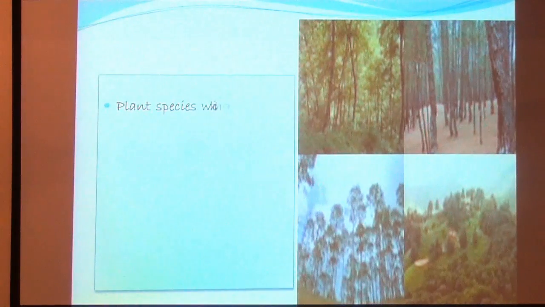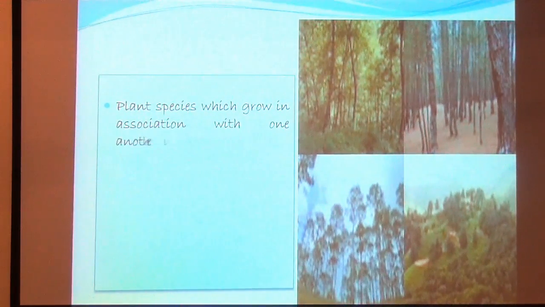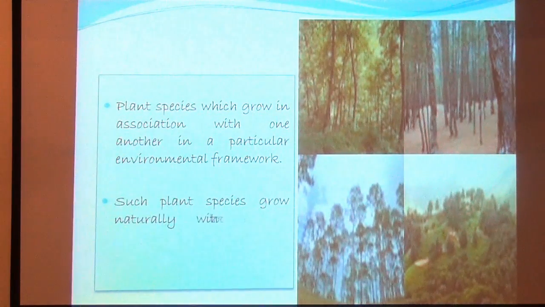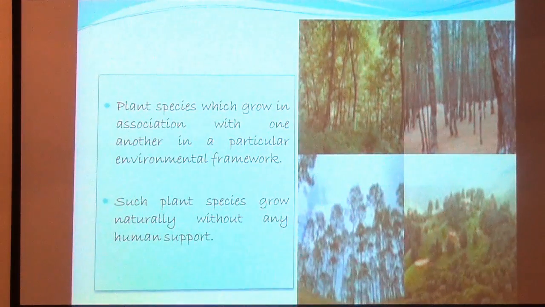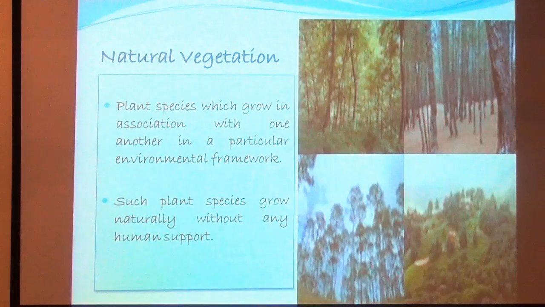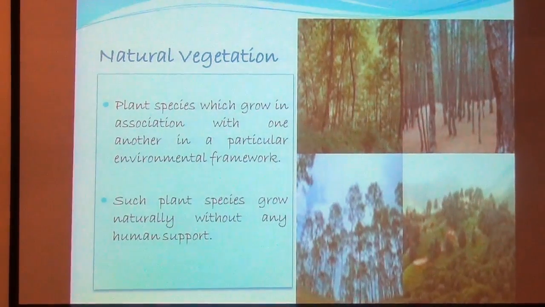All such plant species which grow in association with one another in a particular environmental framework, which grow without the support of mankind, and which are not intervened by man for their support and for their development, we call natural vegetation. That means natural vegetation involves plant species which grow naturally, in a particular environmental framework, with very minimal intervention on the part of mankind.